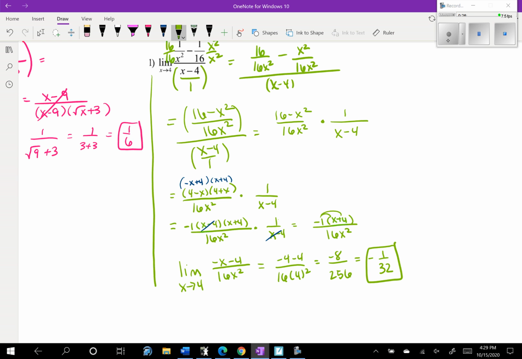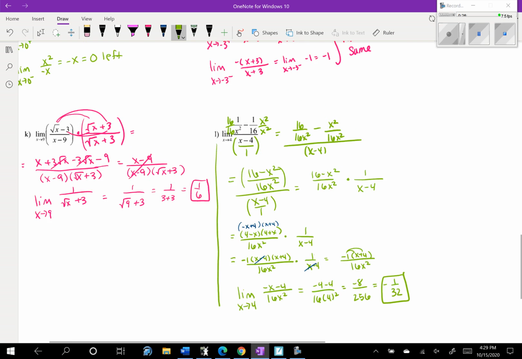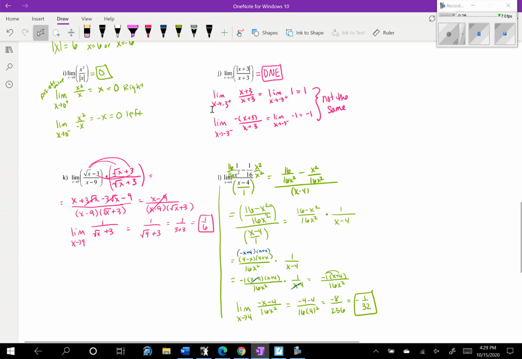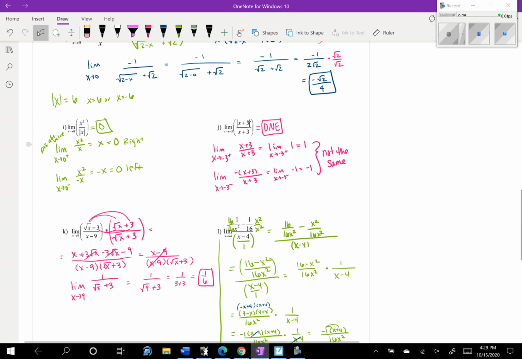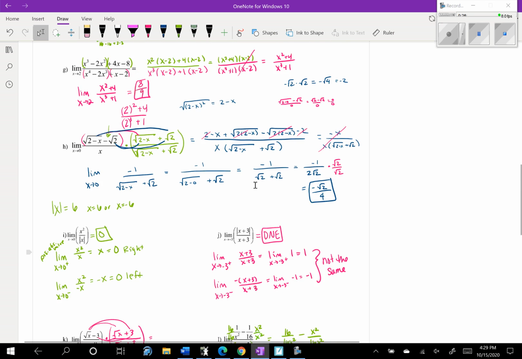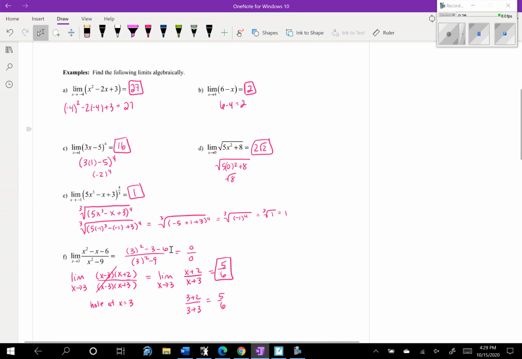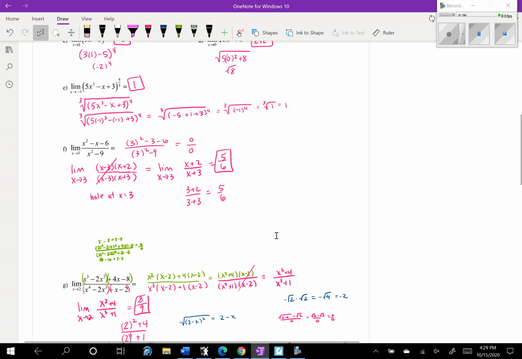So that is how we find our limits algebraically. Again, we can multiply with the conjugates. You can simplify your complex fractions. If you have the absolute value, you have to do both the left and the right side of your absolute value, the positive and the negative. And again, if it's in the domain, like these top ones, you can just plug it in. So those are the easiest ones to find the limit algebraically.